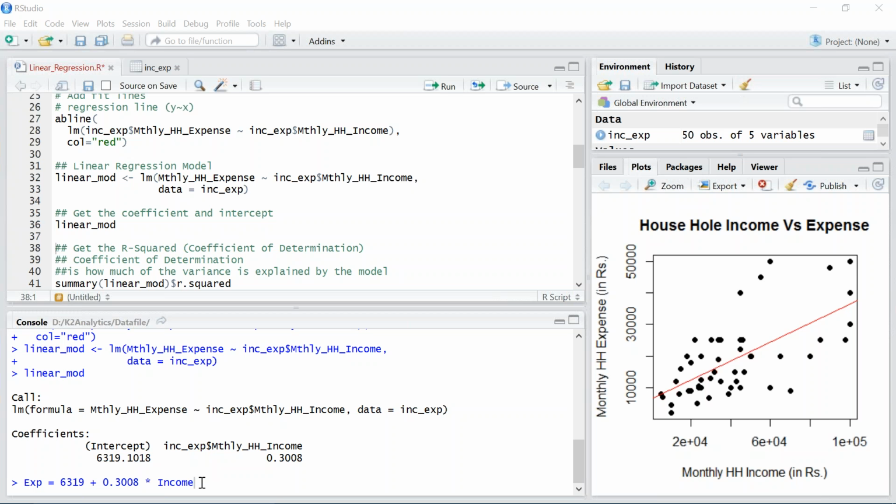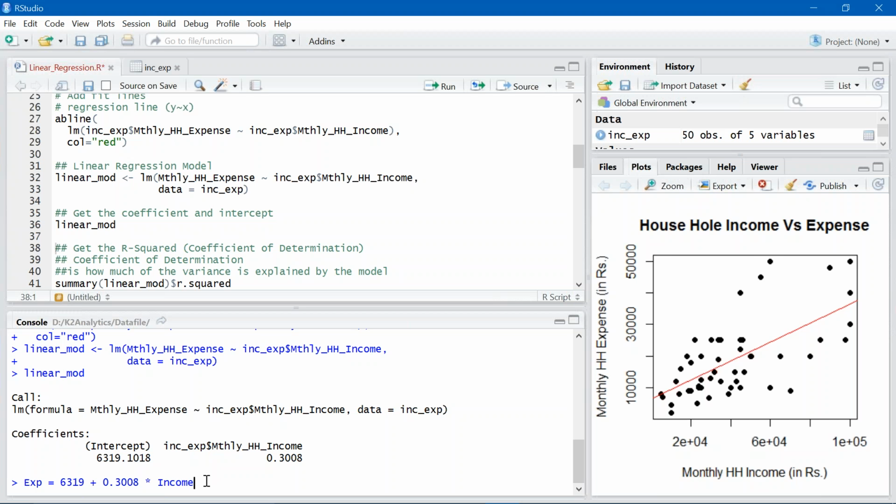Now, if this is my simple linear regression, what do I have to see? How good is the model? Once you have built a model, this simple linear regression model, any model you build, you always have to see the efficiency of the model, how good the model is. So there has to be some measure by which you can find out how good the model is.